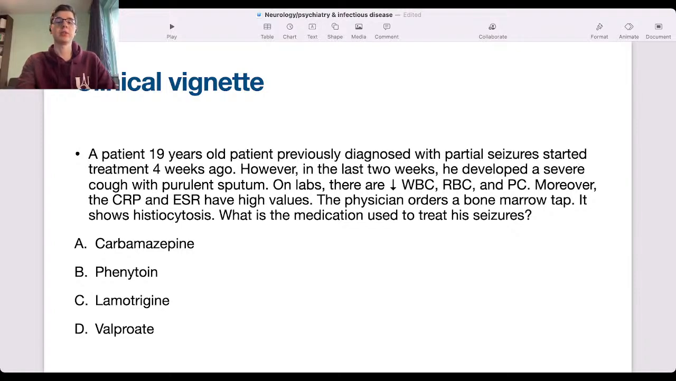On labs, there are decreased white blood cells, a decrease in the red blood cell count, and a decrease in the platelet count. Moreover, the CRP and the SR have extremely high values. The physician orders a bone marrow tap. It shows histiocytosis. What is the medication used to treat his seizures? Carbamazepine, phenytoin, lamotrigine, or valproate? Please let me know your answers in the chat box.